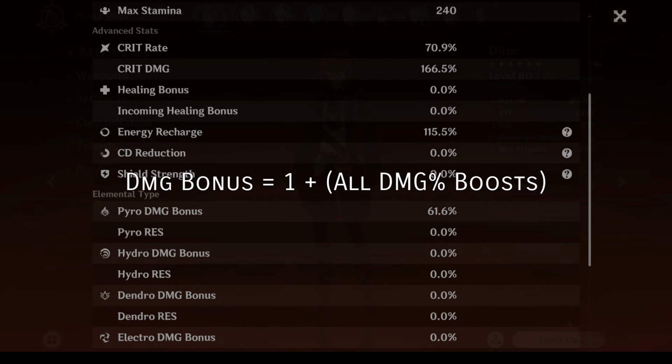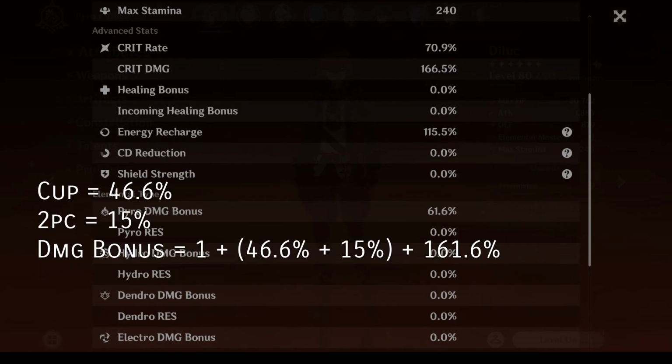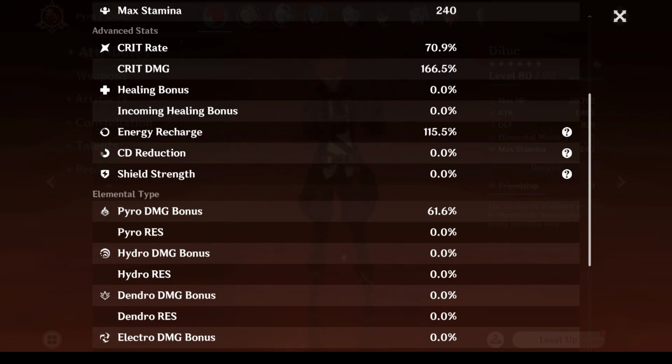So here we've got a few things. We've got the 61.6% on the sheet, which comes 46.6% from the cup, 15% from the 2-piece of the Crimson Witch of the Flame set. And when you add those things together, the damage bonus is 1 plus the 46.6% plus the 15%, 161.6%. So now that we understand how all those things work together, I'll pause there for a moment.